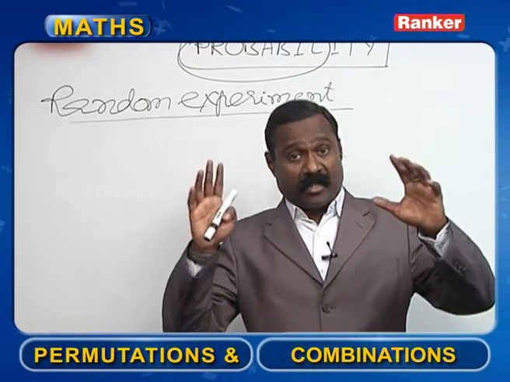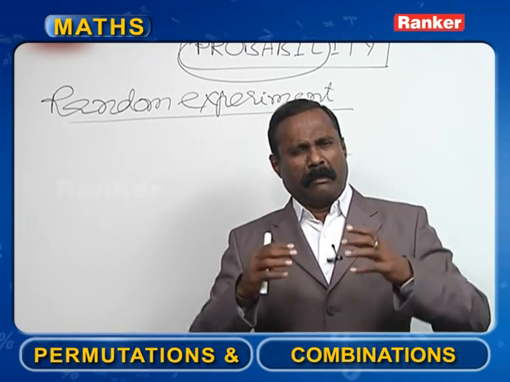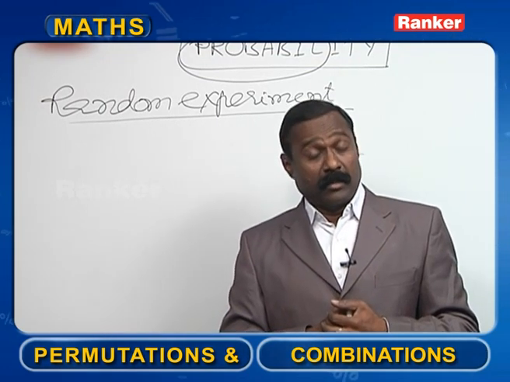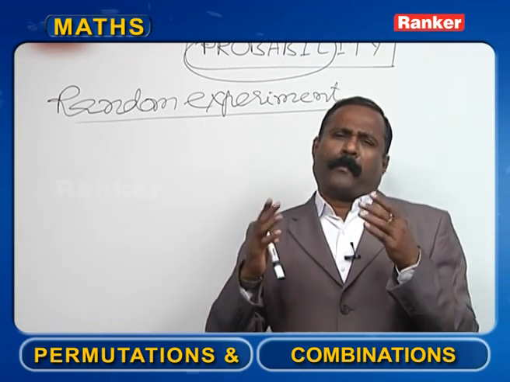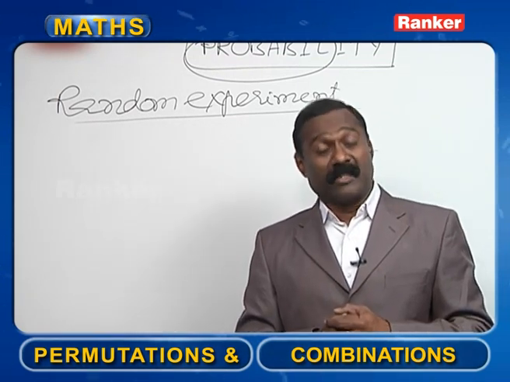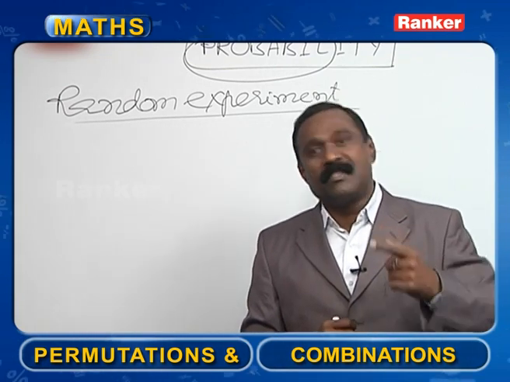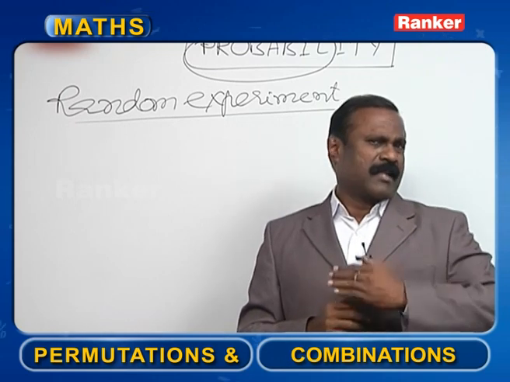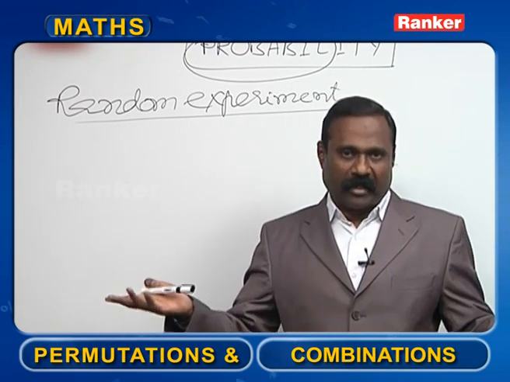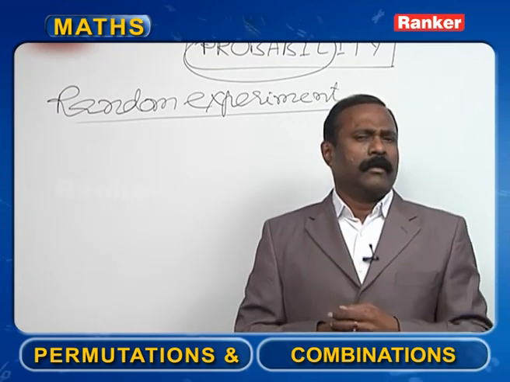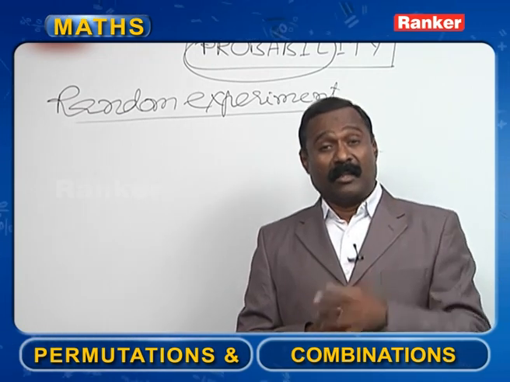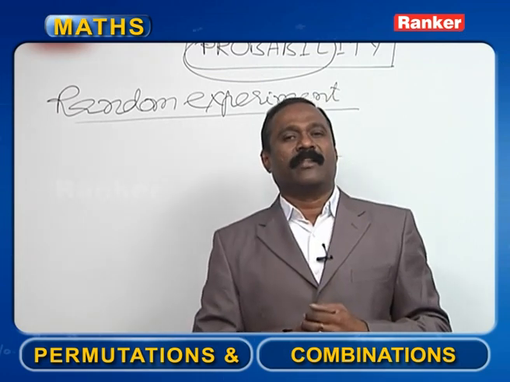A random experiment is that experiment which can be repeated any number of times under similar conditions, and all the possible results or outcomes are known to us when the experiment is conducted. And if you conduct that experiment once, then the result or outcome should be one of all the known possible outcomes. Then only it is said to be a random experiment.